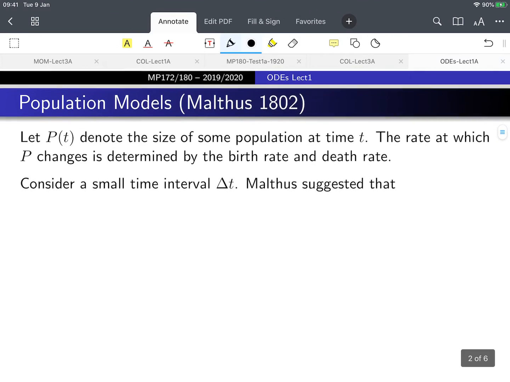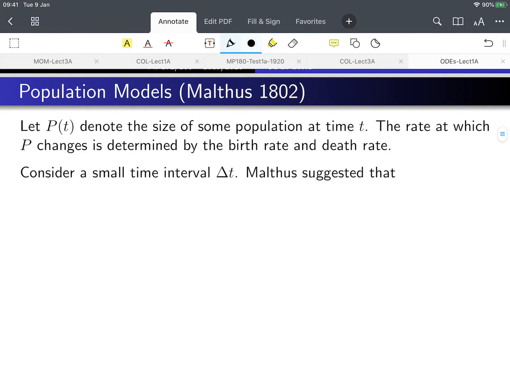Let's get started with our first example. Population models. Very simple example, very powerful though. So Malthus, in the 19th century, came up with a model for the growth of populations. Very simple. P, capital P, for the size of some population at time t. The assumption is that the rate at which it changes is determined by the birth rate and death rate. That's all reasonable. That's how populations change. If there's no birth and no death, nothing changes.